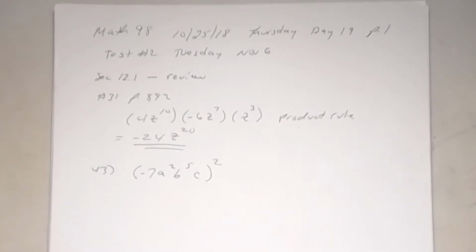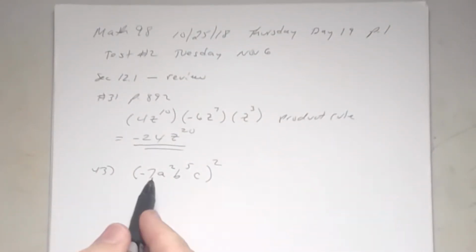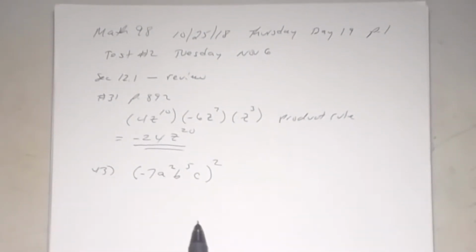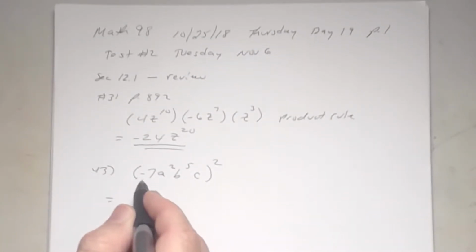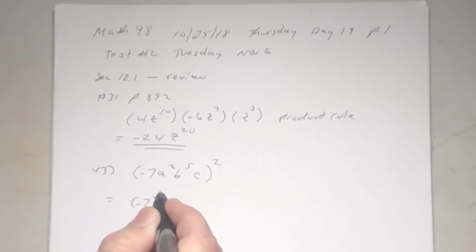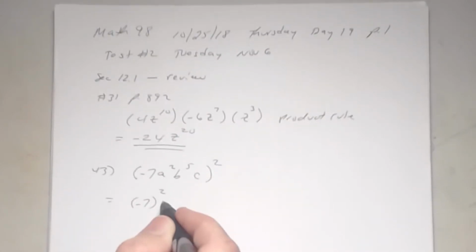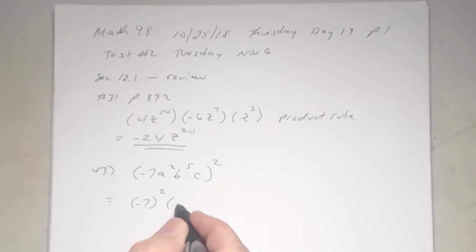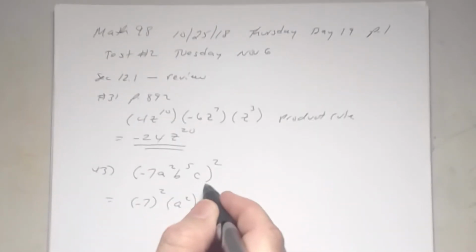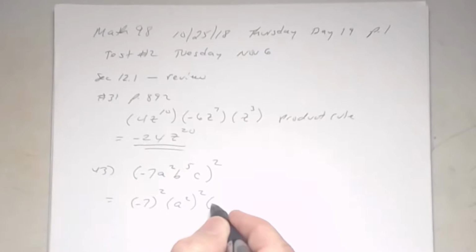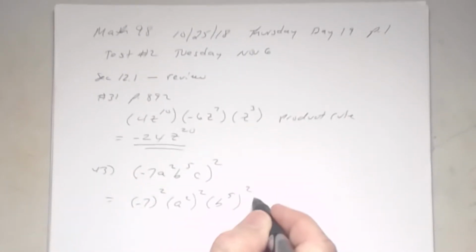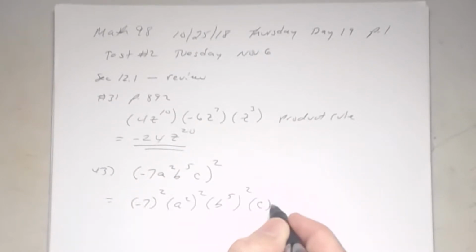The power rule says I take each factor that's inside that parentheses and I raise it to that power. So remember that middle step that we did: the first factor I see is negative 7. So I'm going to raise negative 7 to what power? A second. The next thing I see is a squared. I've got to raise that to what power? A second. The next factor I see is b to the fifth. I've got to raise that to what power? A second. The next factor I see is c. I've got to raise that to what power? A second. So if you do that step right, you write that step.